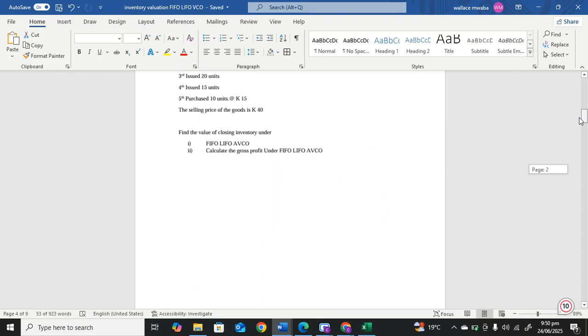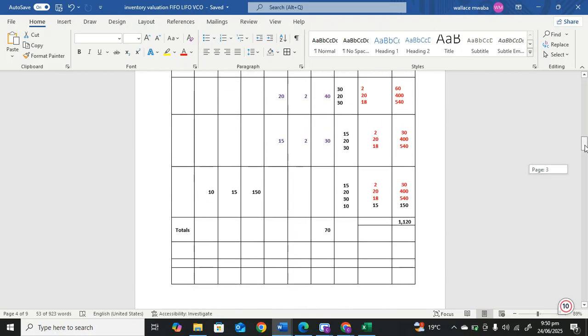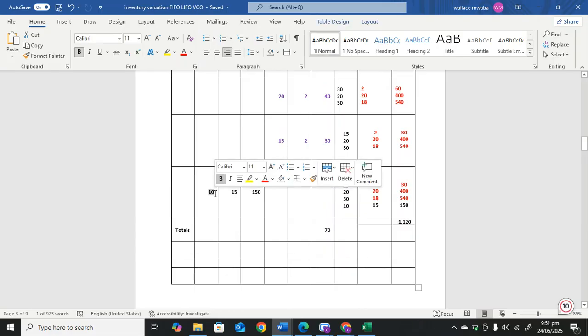Yes, purchased 10 units at 15 kwacha. 10 units at 15 kwacha. You come under the purchases column. 10 units, 15 kwacha per unit, total 150.